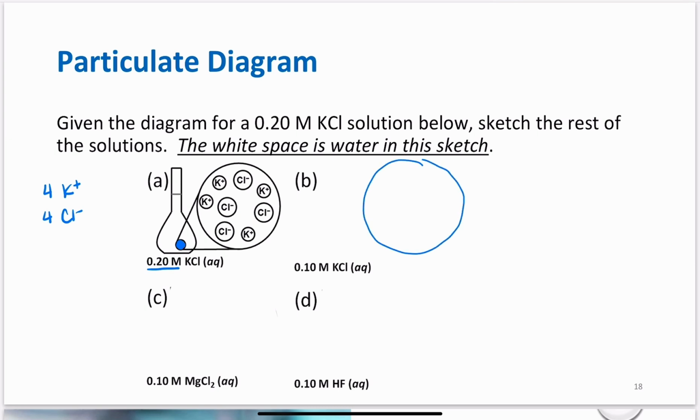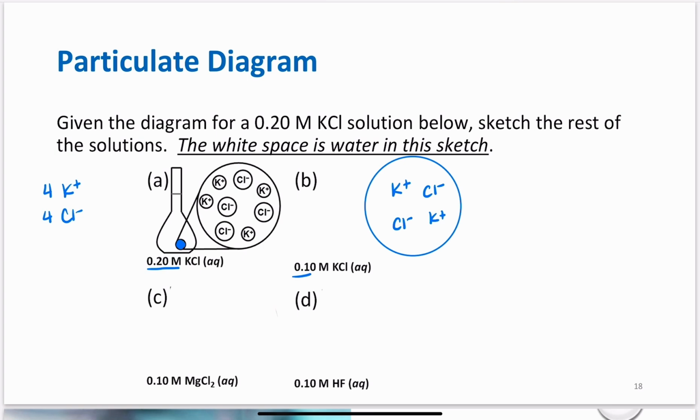So if I wanted to zoom in and look at a 0.1 molar, I expect this to be half as concentrated. 0.2 molar has 4 of each particle, so 0.1 molar must have 2 of each particle. And you can write them like this, you can mix them up, it doesn't really matter. Some people want to write them like this. It doesn't matter, the ions are floating around in solution. But if I have 0.2 here, that means I have half as many particles over here.